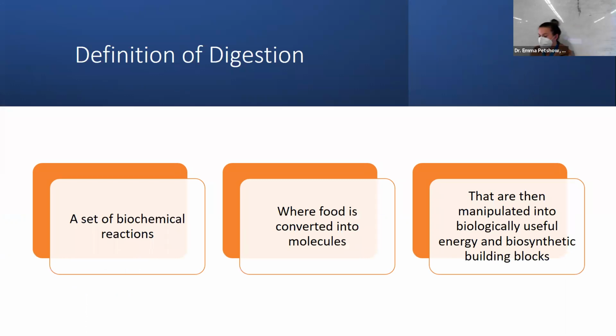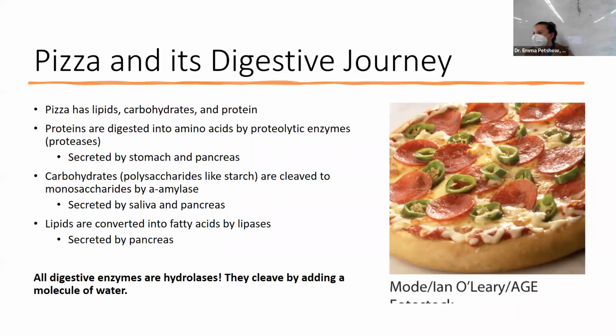So in its basic form, the definition of digestion is a set of biochemical reactions where food is converted into molecules and manipulated into biologically useful stuff. So thinking about pizza. Pizza has protein, it has fat, it has carbs. Proteins are digested into amino acids by proteolytic enzymes, proteases, secreted by the stomach and pancreas. Carbs like polysaccharides and starch are cleaved to become monosaccharides by alpha amylase, secreted by the saliva and the pancreas. And lipids are converted into fatty acids by lipases secreted by the pancreas.